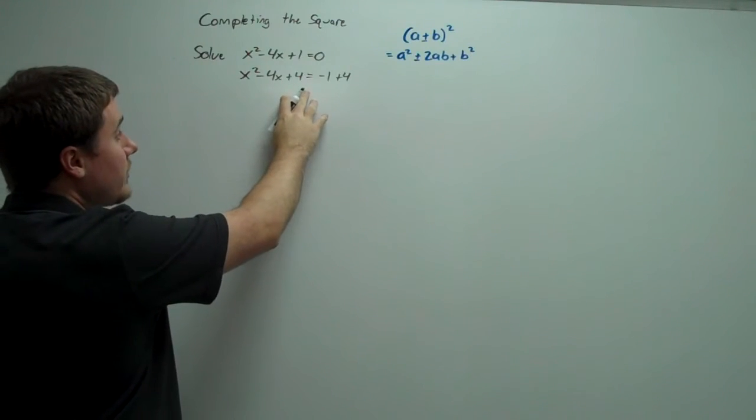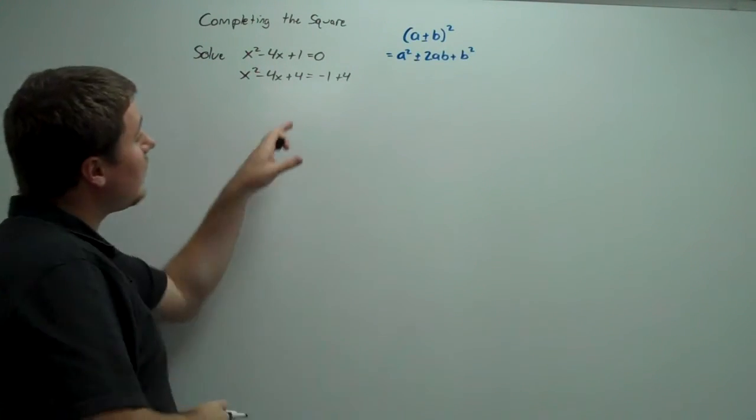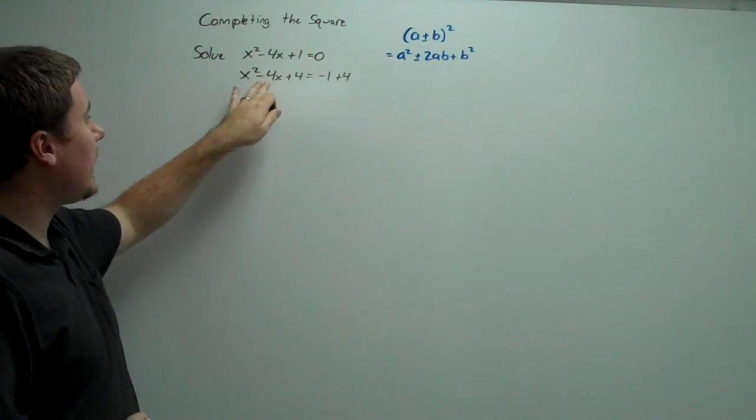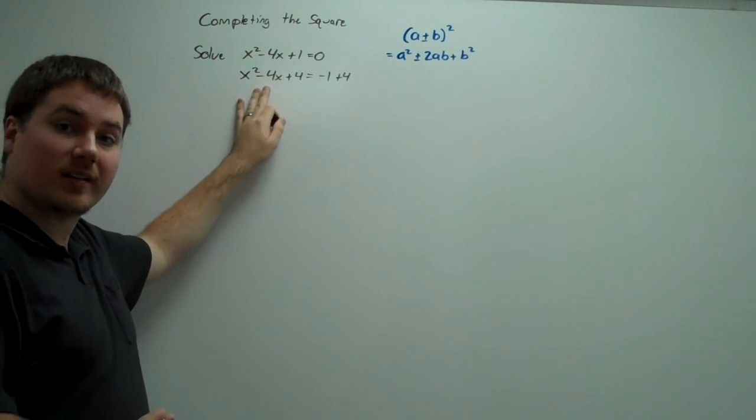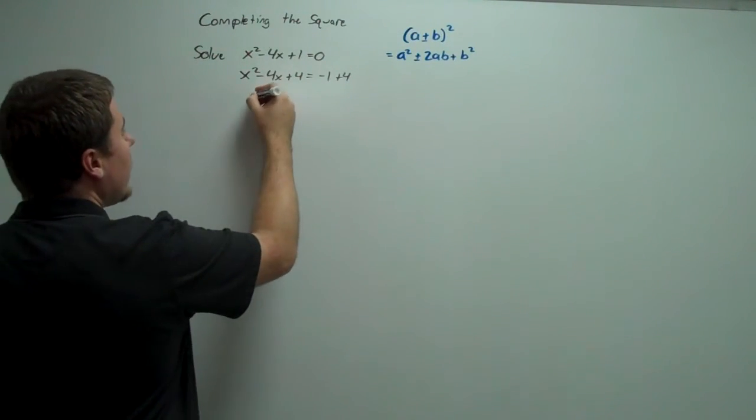Now this is a perfect square trinomial. If you don't believe me, think of factors of 4 that combine to -4. How about x minus 2 and x minus 2? So x minus 2 squared.